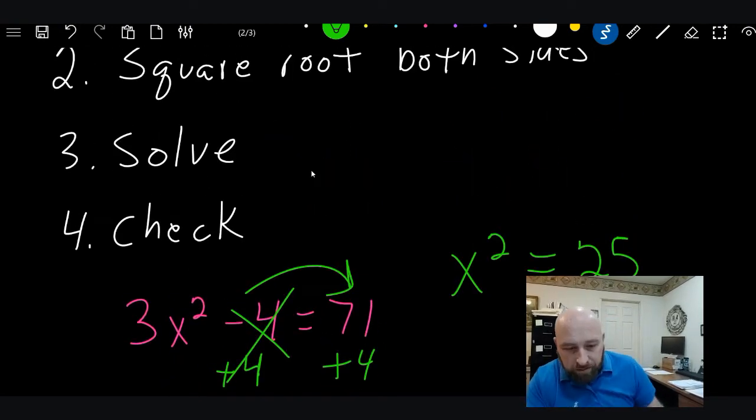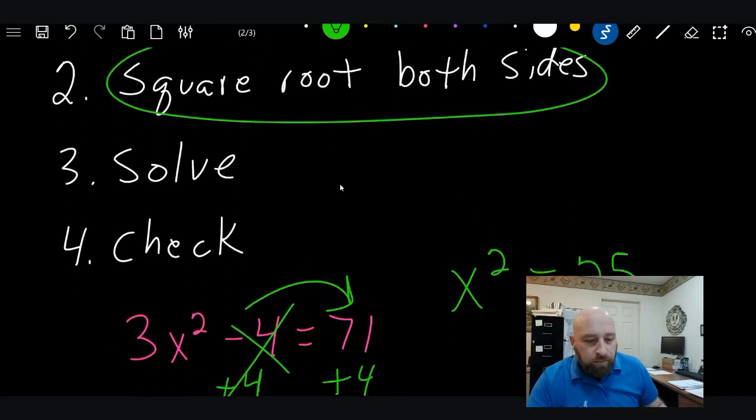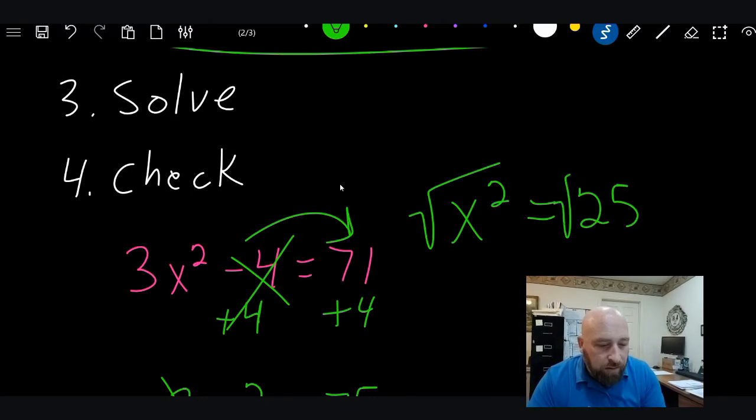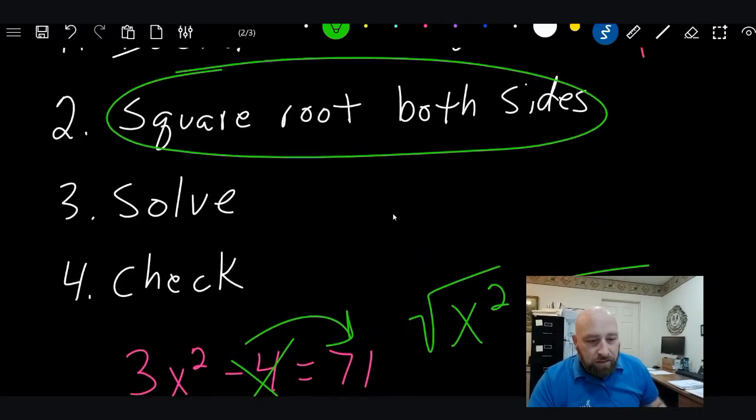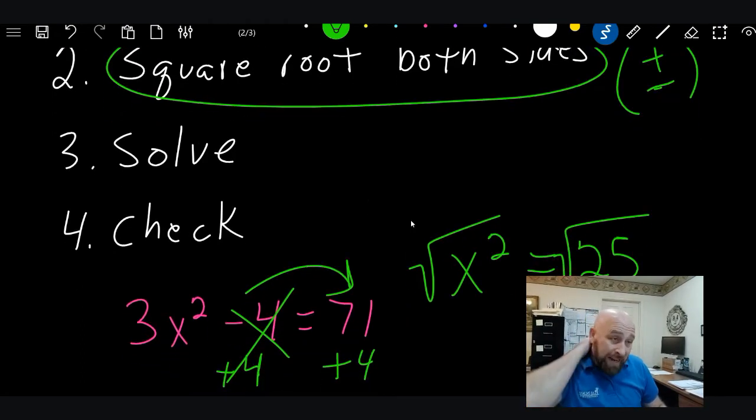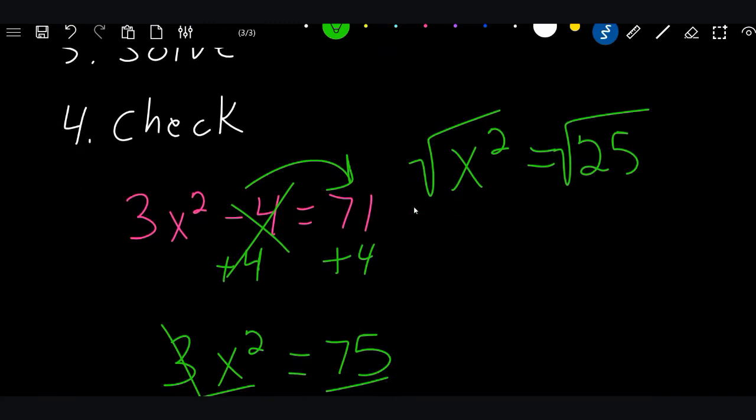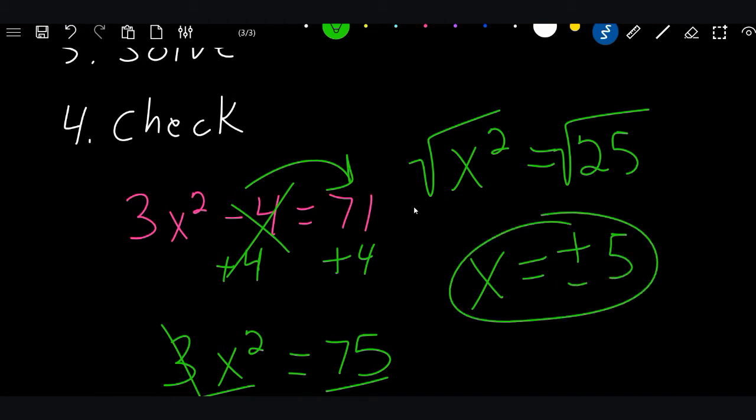The next step is to square root both sides. So we're going to take this and square root it. We're going to take this and square root it. I didn't write something here, but I should have written something here. We want to make sure that we use that plus minus sign, because when we square root something, it can give us a positive and a negative. So when we square root both sides, what is the square root of x squared? Well, it's x equals, what's the square root of 25? Well, technically, it's positive and negative 5. And that would actually be our answer.